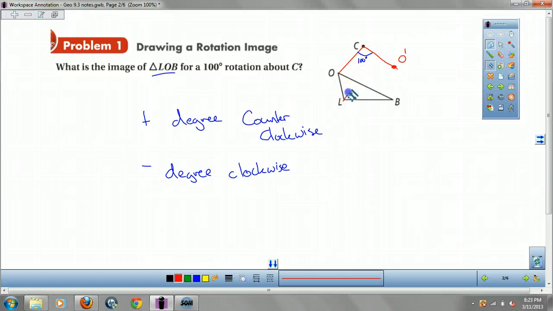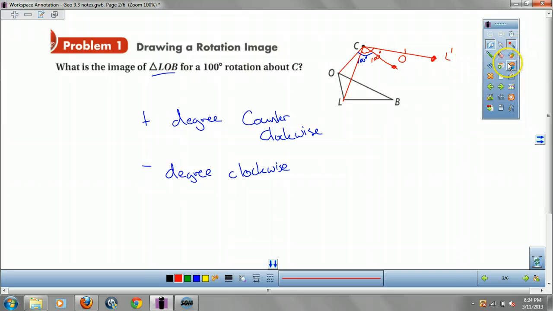Now I take this, connect my L to C. I go 100 degrees. This has to be about the same distance. I'm going to call this L prime. And this right here is going to be 100 degrees.